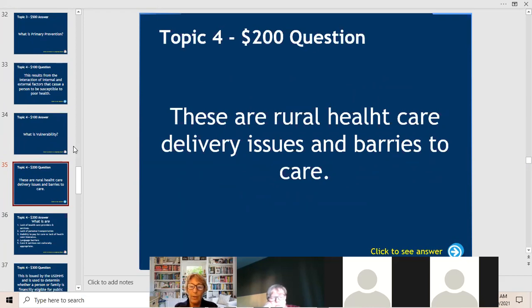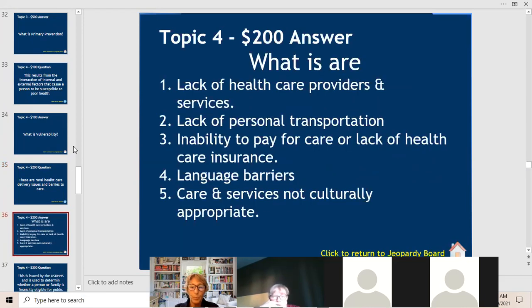Rural healthcare delivery issues, barriers to care. Let's just look at them. We've talked about this: lack of healthcare providers and services. Transportation, big issue. Many of the rural population families live in poverty, so they may not be able to pay for their care or have insurance. Language. And then all those different culturally sensitive things that we need to consider.